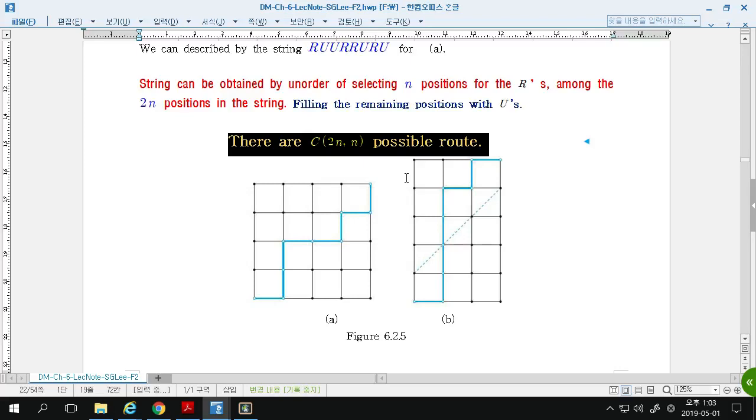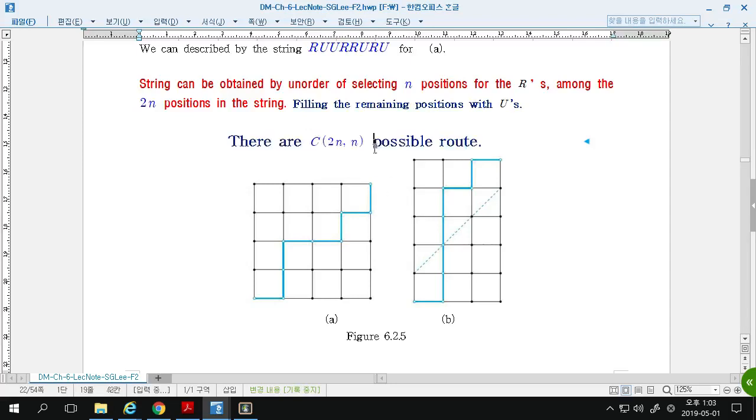Right and up. If you have n r's and n u's, then we can always go there. The only difference is the ordering of those r's and u's, so we just follow those r's and u's as given. Then at the end, we will have moved n steps to the right and n steps up, so we end at this right corner. This is the number of whole possible routes from here to here. Too easy, isn't it? Very easy. Okay?